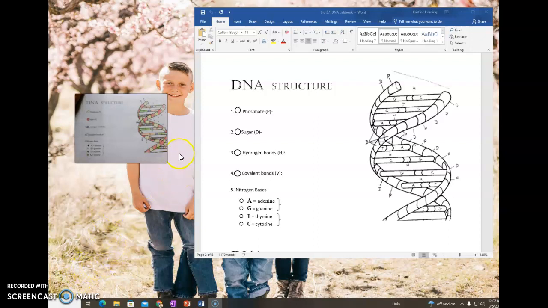So first off, let's go ahead and choose whatever color you want for your phosphate. And then you need to pick this one that's lettered P for phosphate. And then you're going to alternate all the way down, like I showed you before. And then same thing, pick another color for your sugar. Start here with the deoxyribose, your sugar, and alternate all the way down.